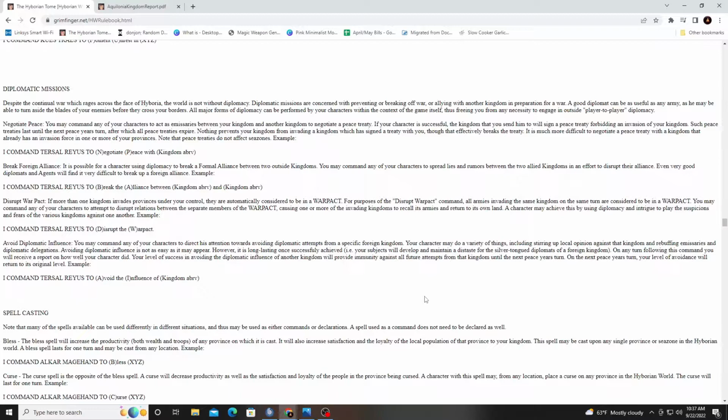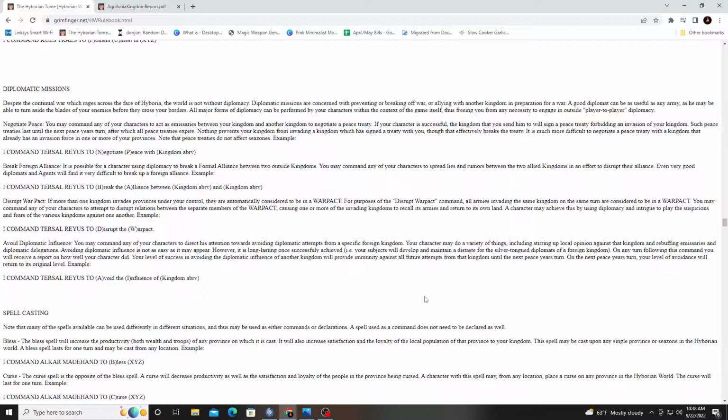The first thing, and I would say the most important in diplomacy, is negotiating a peace treaty. I'm just going to read it right off of Grimm's here. You command one of your characters to act as an emissary between your kingdom and another kingdom to negotiate a peace treaty. What's cool about peace treaties is you might not want them, or the other kingdom you're trying to get a peace treaty on might not want it, but it has nothing to do with what you want. Your character goes out to get a peace treaty on the other kingdom.